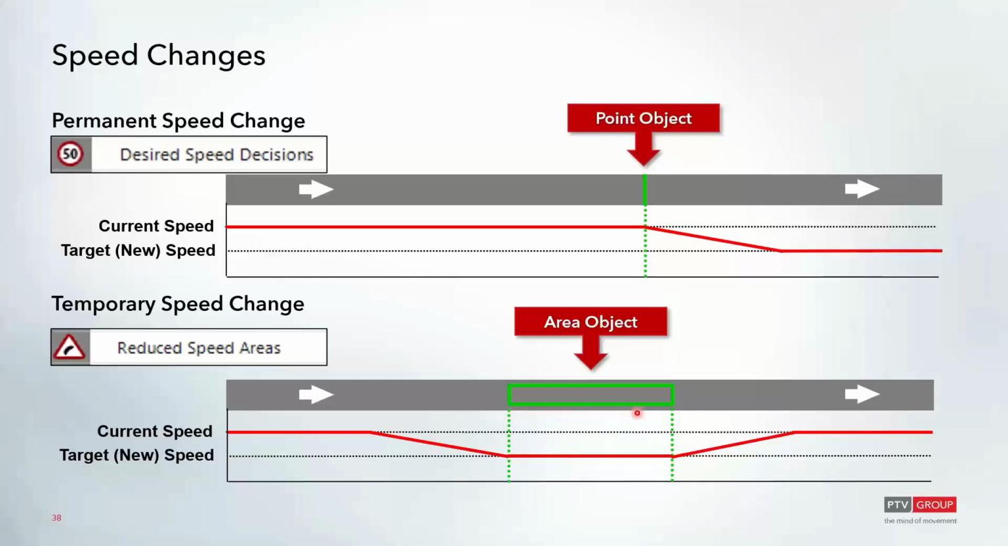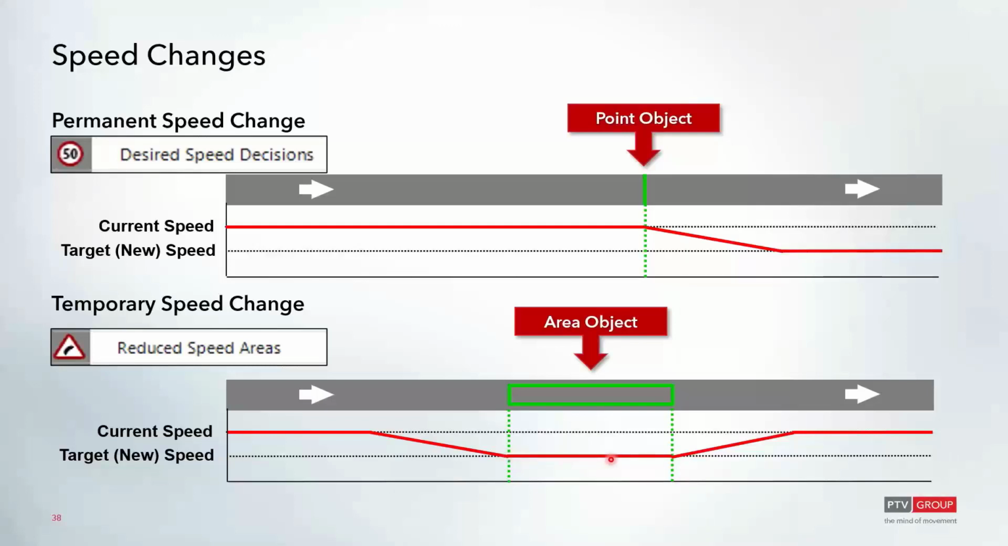And so these, instead of just being a single point, are actually going to be an area object. And so these are going to have a length defined to them. And the big difference between these and desired speed decisions is that these reduced speed areas will be seen ahead of time. So as a vehicle is traveling along at its current speed, it's going to look ahead and see that reduced speed area. And it's going to decelerate in advance and make sure it matches that new target speed by the time the front of that vehicle is on that reduced speed area.